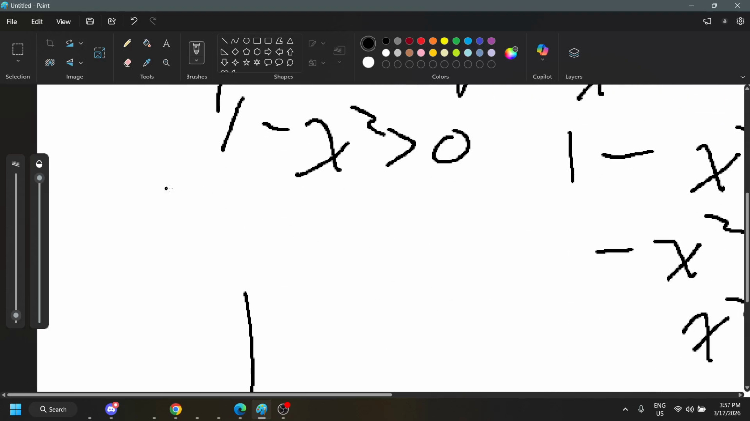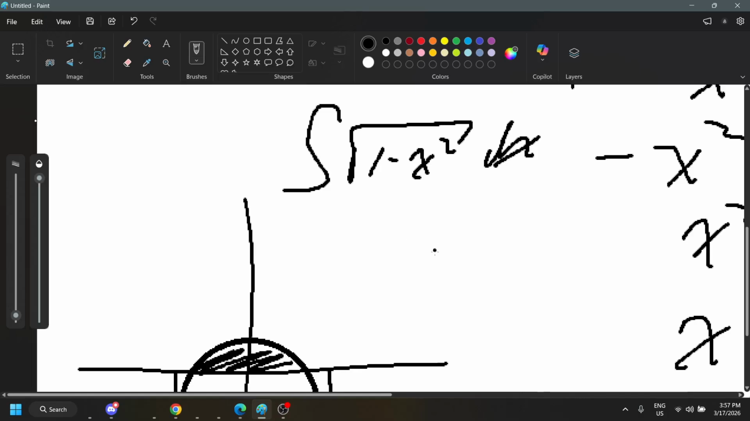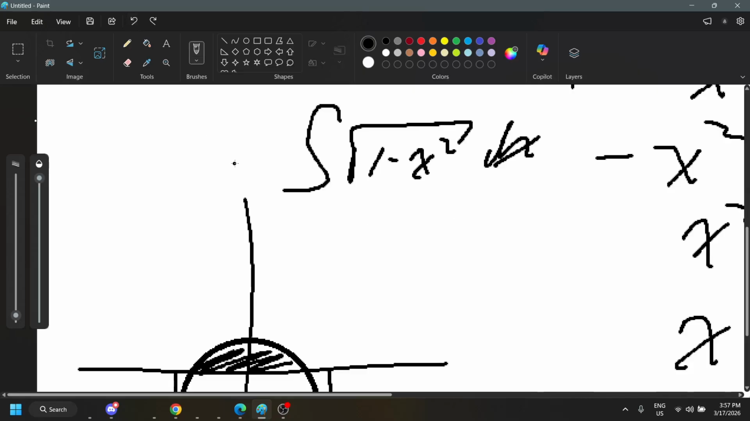So right now we're trying to find the integral of the square root of 1 minus x squared dx. Maybe we should use polar. Let x equal cosine of theta. Then dx, no, we can't use polar. That's only with double integrals.